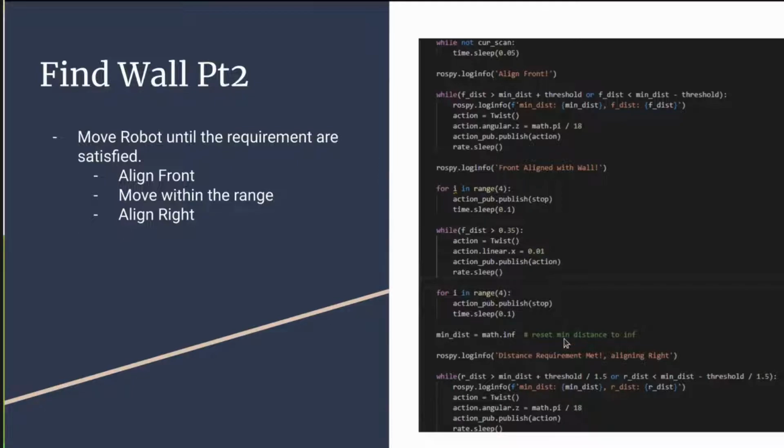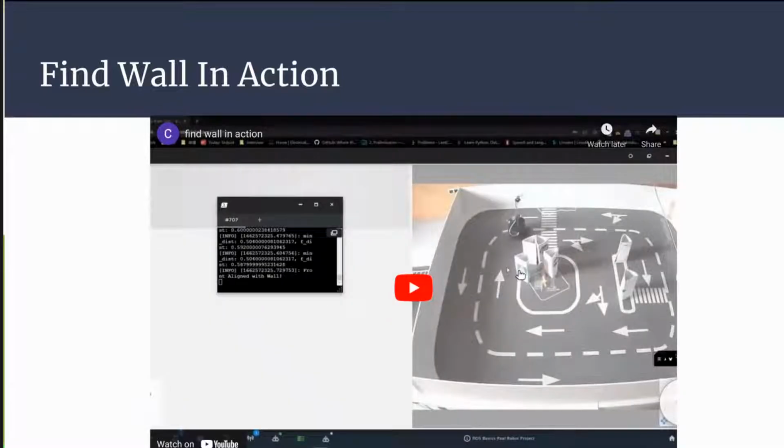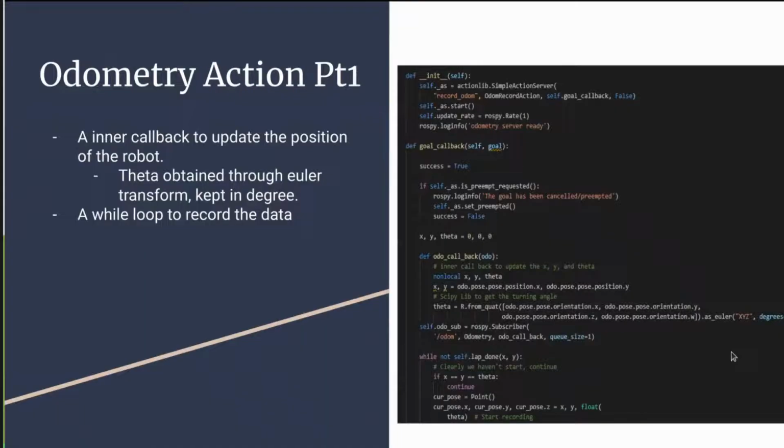You can see that I reset the minimum distance to infinity, just to get the minimum distance again. Then it's the same thing as turning the front to align the right. I'm not going to play this because I already demonstrated it. It's just when the robot is closer to the object rather than the wall, it could work. Sorry, I'm just going to go to the odometry.